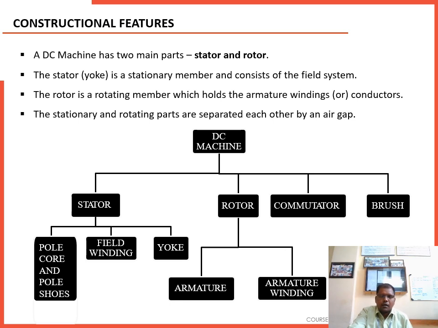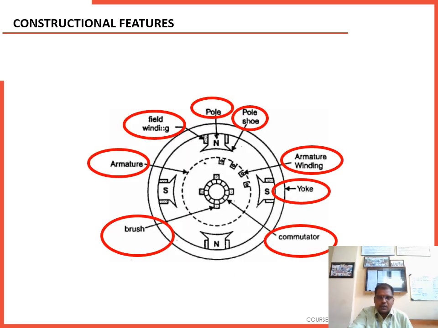brush. Here, coming to the constructional features, the DC machine has two main parts. One is the stator, another one is the rotor. Again, the stator consists of the pole core, pole shoes, field winding, yoke. The rotor consists of the armature and armature winding. Again, the two parts are commutator and brush. This is the construction of the DC machine. Here: pole shoe, armature winding, yoke, commutator, brush, armature, field winding.